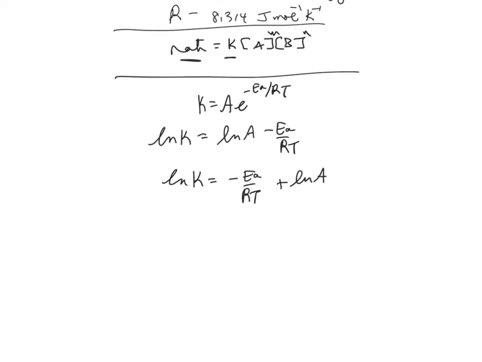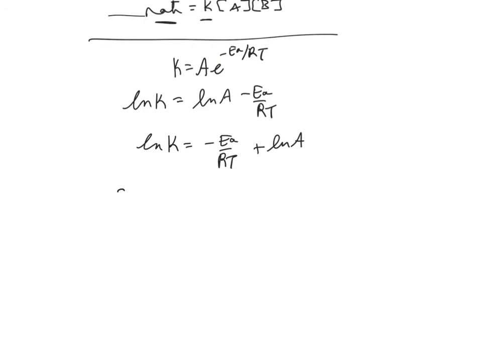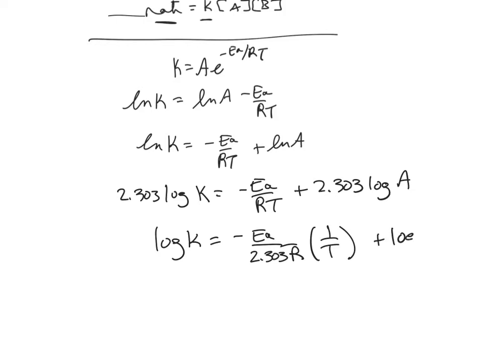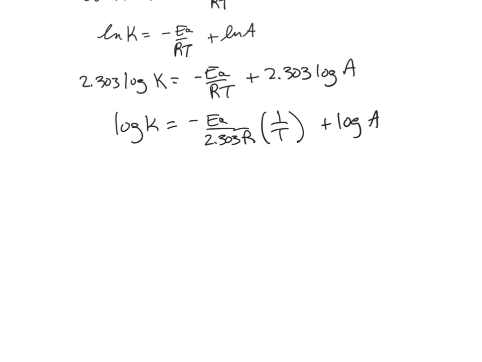All right, then if we wanted to go to base 10 log, we would say 2.303 base 10 logarithm k is equal to the natural log of k, and then negative EA over RT, and then plus 2.303 base 10 logarithm of A. Then we can divide both sides of the equation by 2.303, so we'll have base 10 log of k equals negative EA over 2.303R times 1 over T, plus the base 10 logarithm of A. We're usually graphing this data, so the base 10 log is very convenient here.